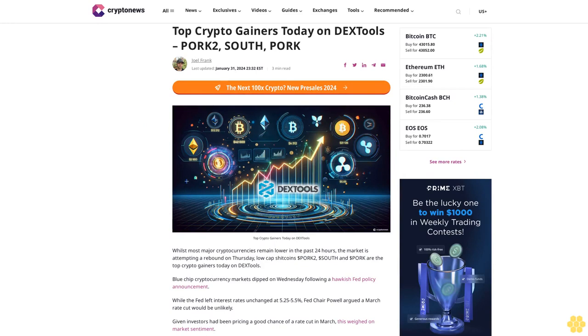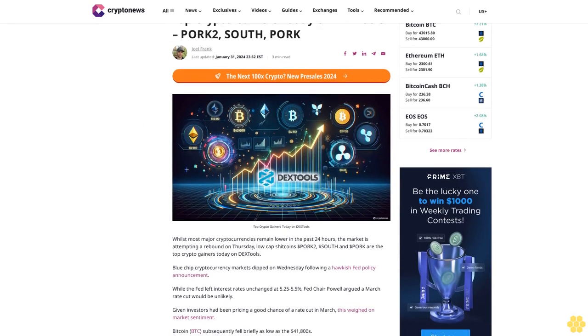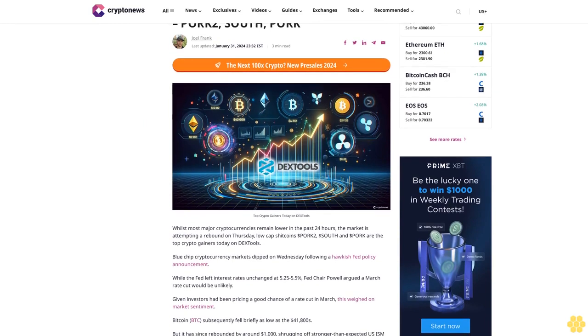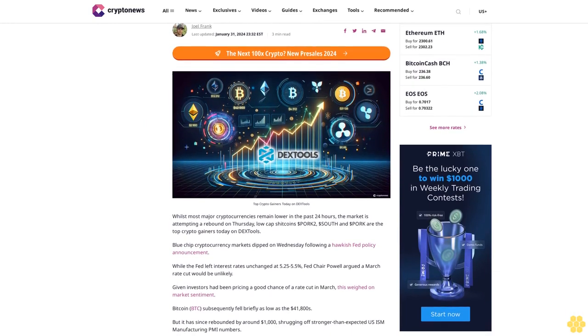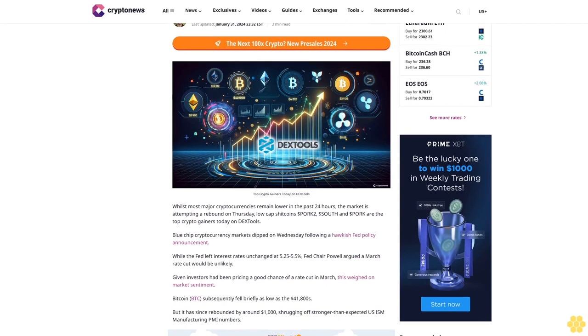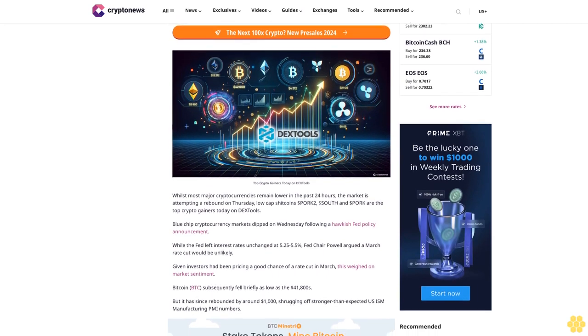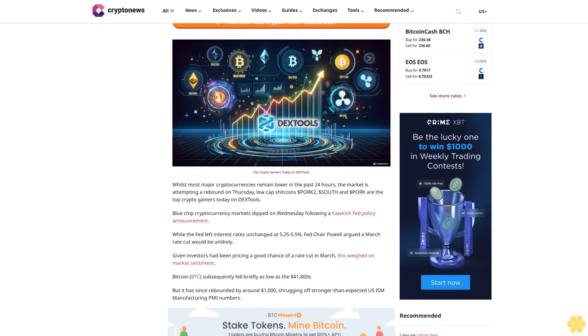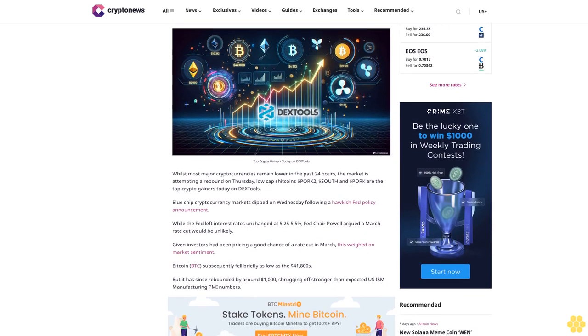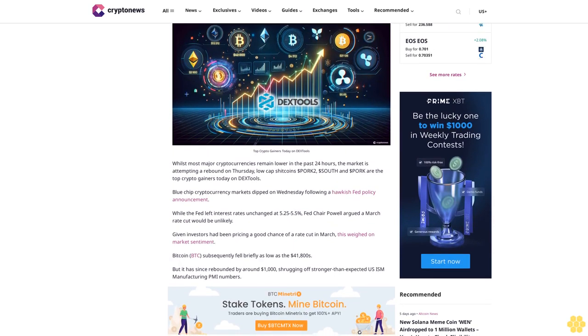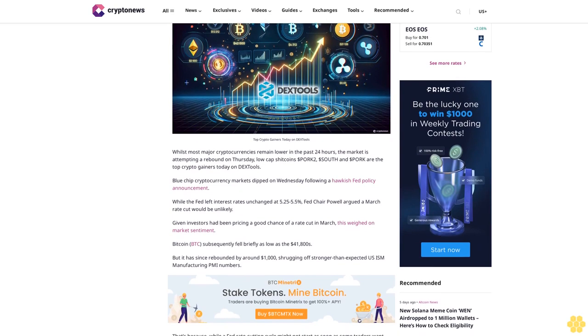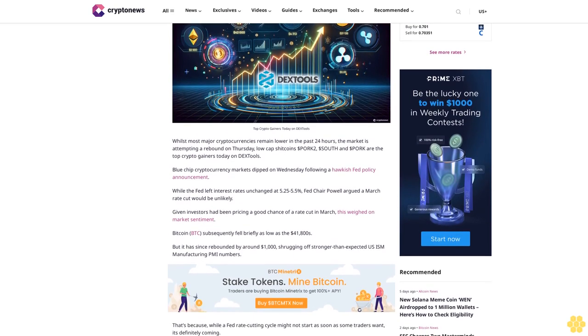Top crypto gainers today on DEXTools: $PORK2, $SOUTH, $PORK. Last updated January 31, 2024, 23:32 EST, 3-min read. Whilst most major cryptocurrencies remain lower in the past 24 hours, the market is attempting a rebound on Thursday. Low-cap shitcoins $PORK2, $SOUTH and $PORK are the top crypto gainers today on DEXTools.